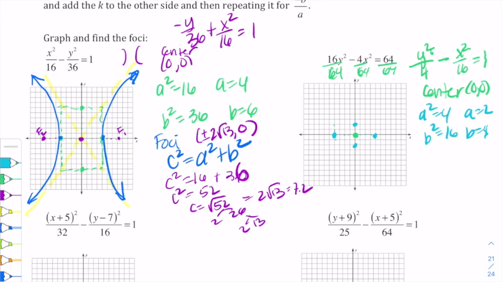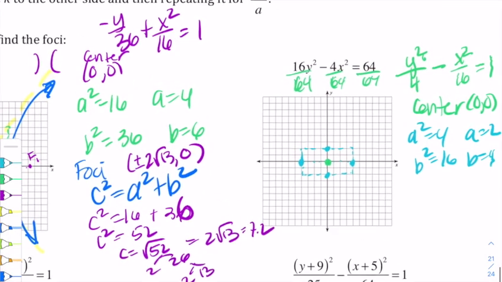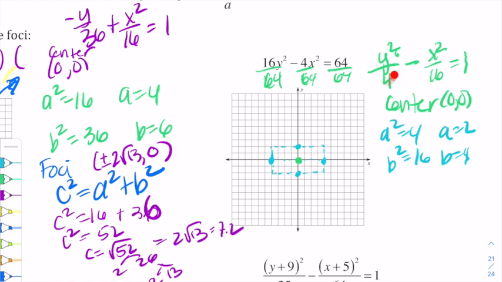Again, the way that we determine which way the hyperbola is opening is based on which term is positive. So our y squared is positive in this case, which means we're going to be opening up and down. I create my asymptotes through the vertices of the box, or the corners.